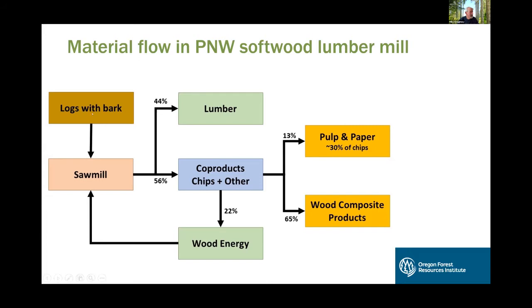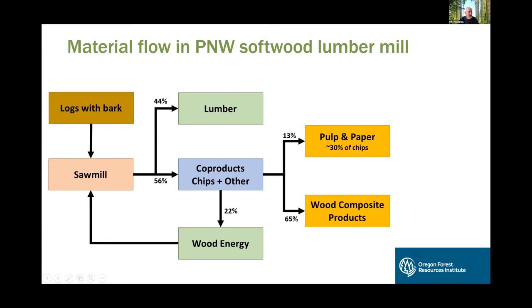So we bring in logs covered with bark, take them to a sawmill. Of that, 44% goes to lumber, 56% goes to chips and other products. For the chips and other products, 22% of that 56% is wood energy, which goes back to the sawmill, so they don't have to use other energy. And then the rest goes either into pulp or paper or wood composite products.